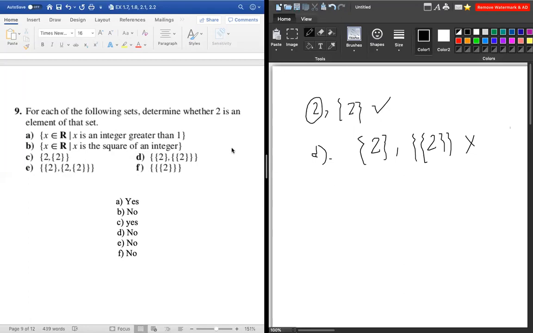Is it the same reason 9E is wrong? Exactly, yes. That's the same reason the last 3 are wrong. Oh, I see. Okay, thank you. I understand. Okay.